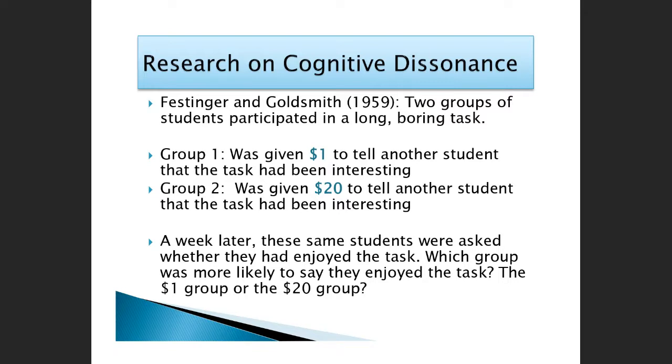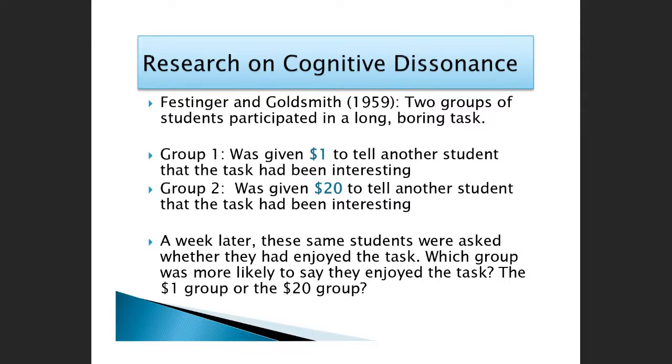Now, there's been research on cognitive dissonance, and the most famous study took place in 1959 by Festinger and Carlsmith. They had two groups of students participate in a very long, boring task. I think they had to spend, I don't know if it was 30 minutes or an hour, putting little wooden pegs in tiny holes of a pegboard. Okay, so they gave them a long, boring task to do. Then there were two groups.